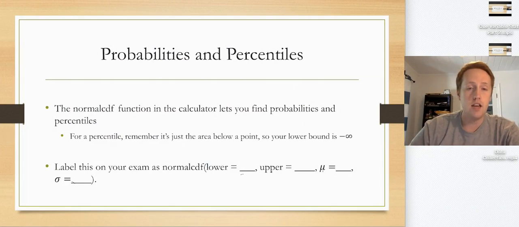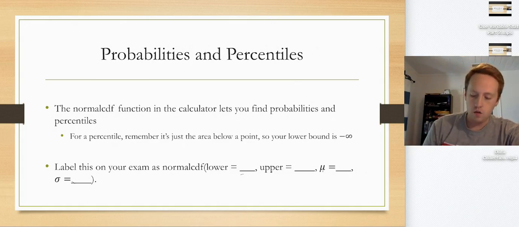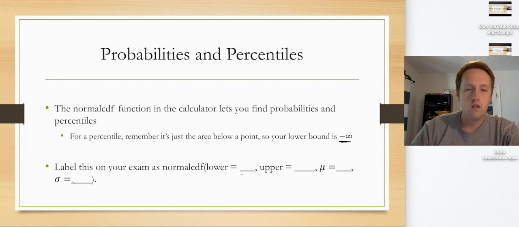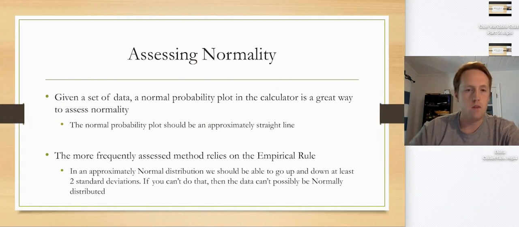If you wanted a percentile, so instead of the probability between -3 and 7, you want a percentile, you remember you're going to need to do this. That needs to be your lower bound. That way you go out that way forever.